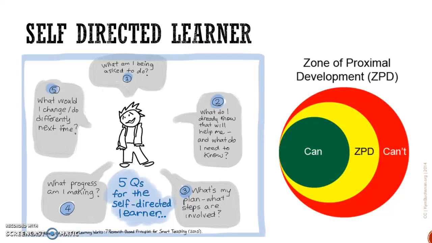Here's another graph displaying the zone. Basically, it's the fine line between can and can't, or at least can't yet.